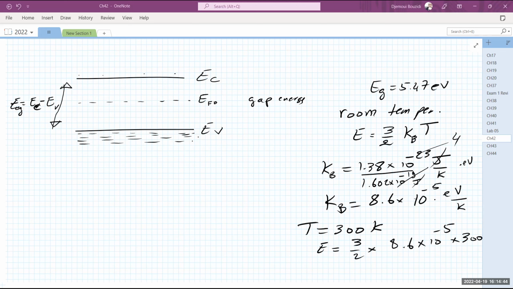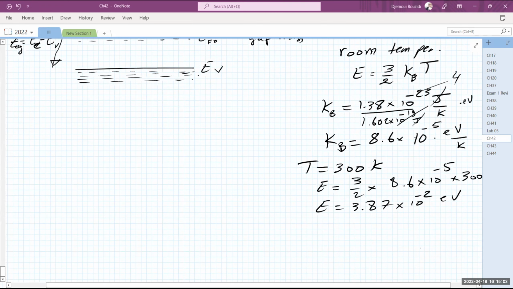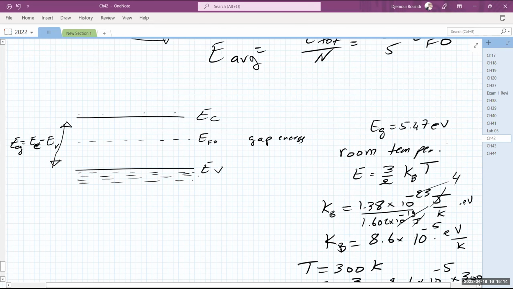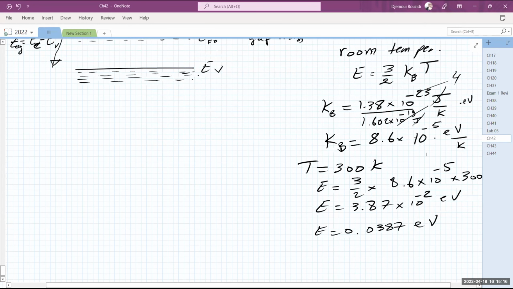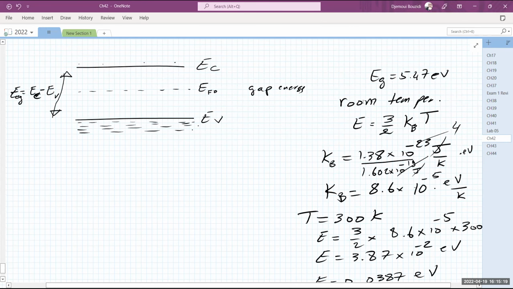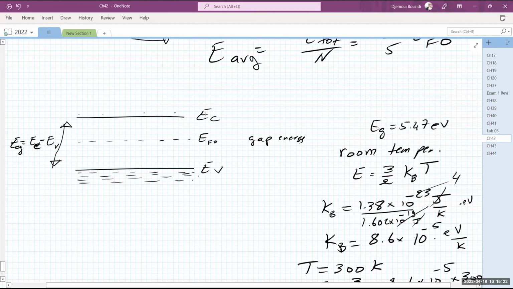Okay. So times 3, because I know 300 is going to bring up 2 of those powers and make it 10 to the negative 3. And then the value in this case is 3.87 times 10 to the negative 2 electron volts. So it's 0.0387 electron volts. So it's not going to cause much of an electron to jump from the valence band, in the case of an insulator, all the way to the conduction band.